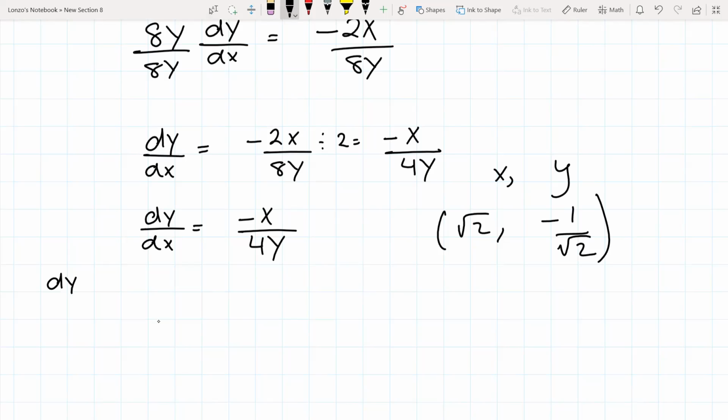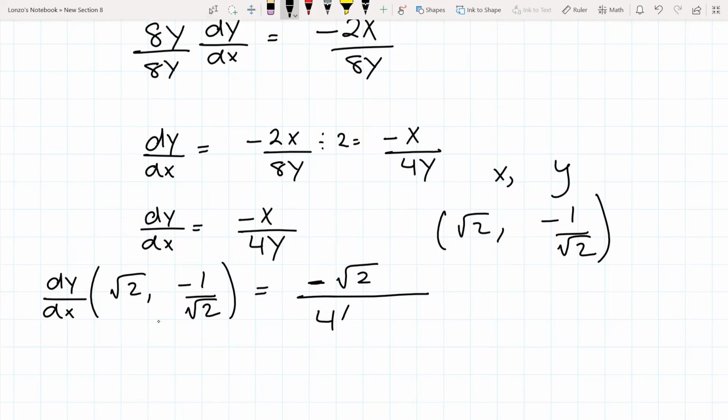So dy/dx at radical 2, comma, negative 1 over radical 2. That would be negative, and then x is radical 2. And then my y is going to be 4 times, replace y with negative 1 over radical 2. So it becomes negative radical 2, and then 4 times negative 1 over radical 2 is negative 4 over radical 2.